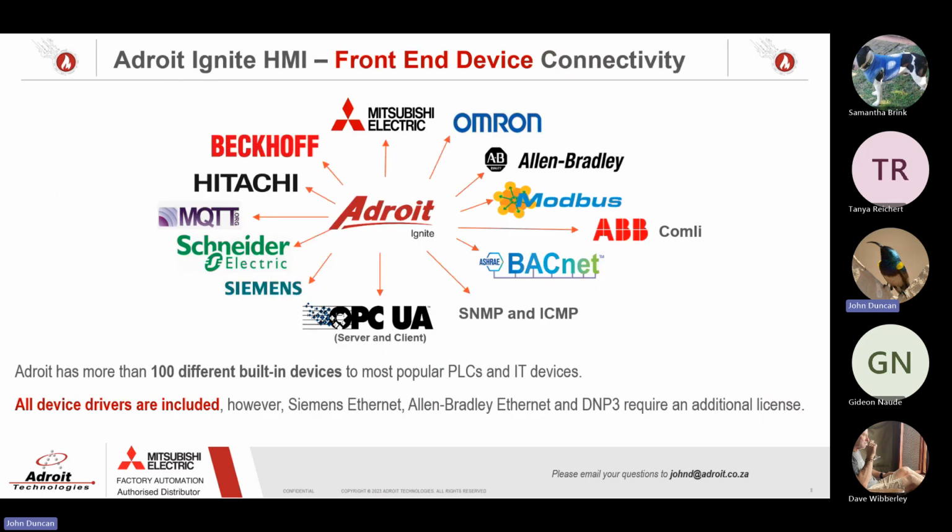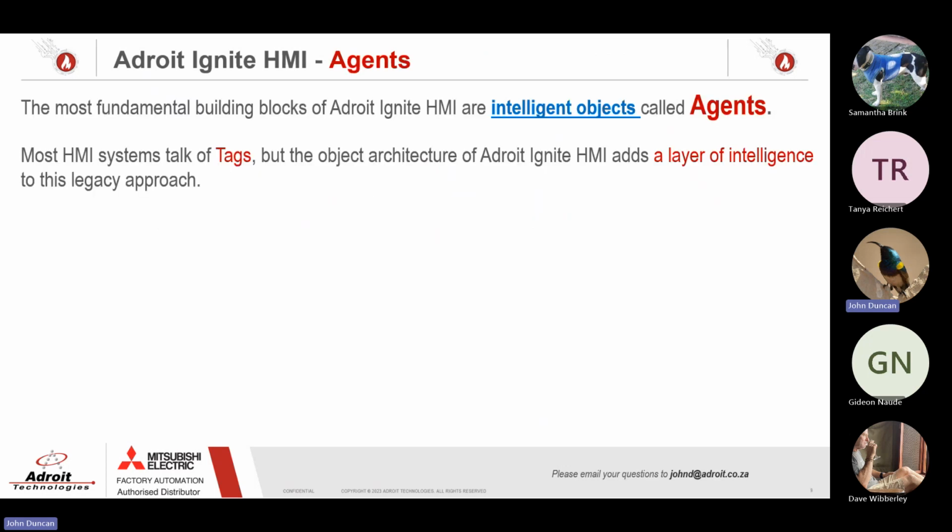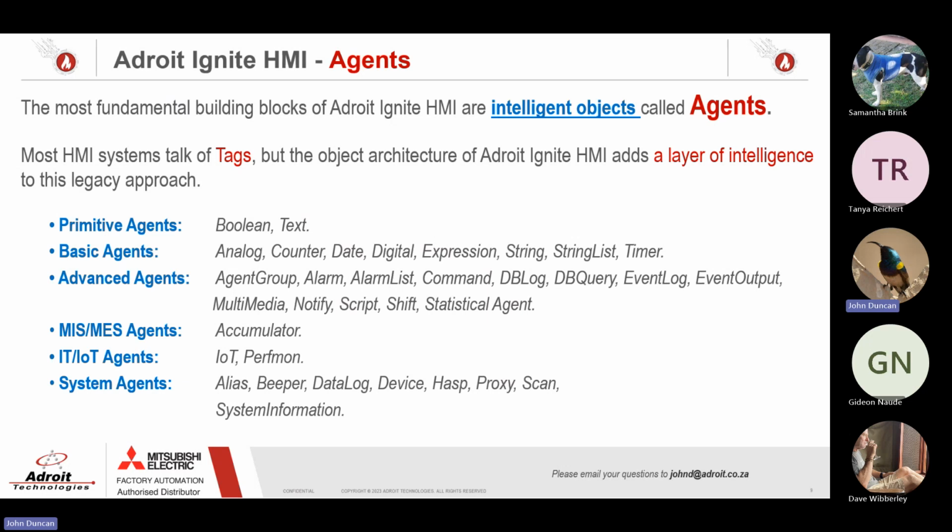As I said, we talk to over 100 different devices. The one I've chosen today is a Mitsubishi FX5U, which I'll show you how to connect to. Also, just to recap on the agents, agents are our intelligent objects. It's more than a tag. It's a tag with a layer of intelligence. And then we have different kinds of agents. The ones we're focusing on today would be the analog and the digital, which are the main components.